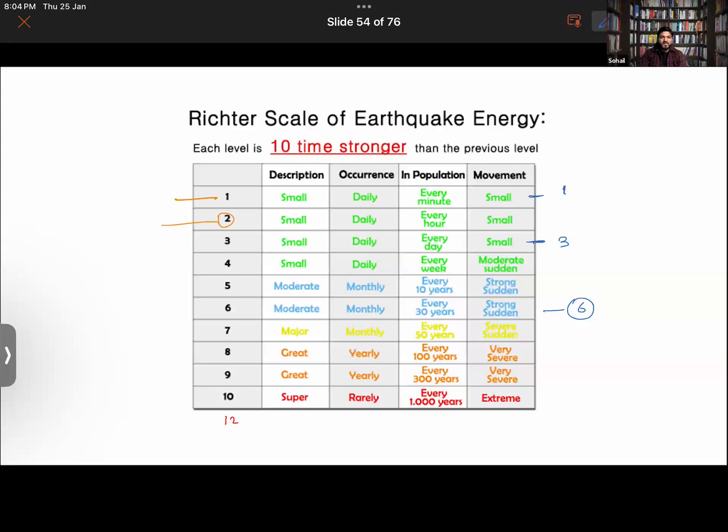Okay, but what if someone is at home? What are the measures one can take in order to protect themselves? First thing is that you should take shelter under a heavy table, right? For example, stand in the corner of the room like that.